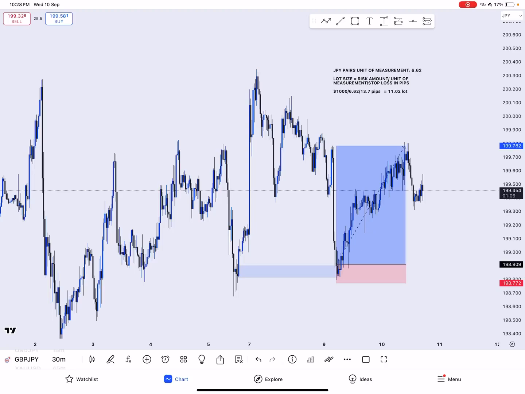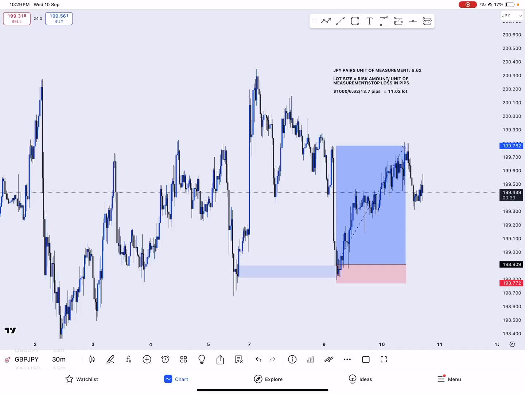Now, it may differ with your broker, but there's really not much difference. Even in the next 10 years, it's basically almost the same. I've been trading since 2023 and it's always maintained around 6.64, 6.62, but you can just keep it at 6.62 for JPY pairs. So for GBP JPY, USD JPY, AUD JPY, Euro JPY, 6.62.